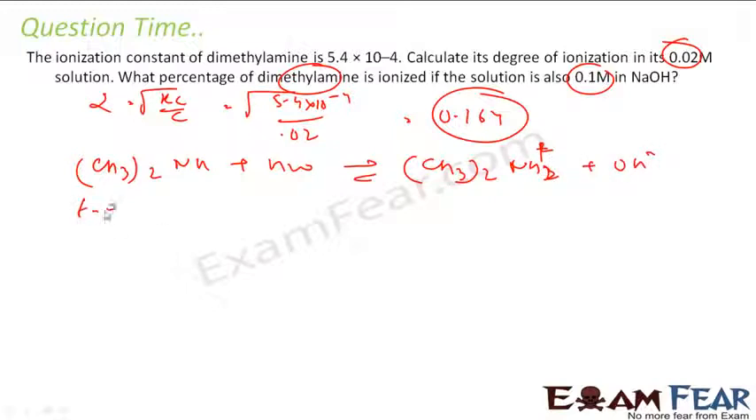At t equals 0, it says that it has 0.1 M NaOH, so 0.1 M is there. This is not there, this is ignored, and this is, we have 0.02 M. So at equilibrium, let's suppose this will have 0.02 minus x, this will become x, and this will become 0.1 plus x.